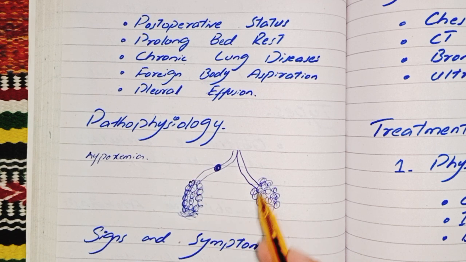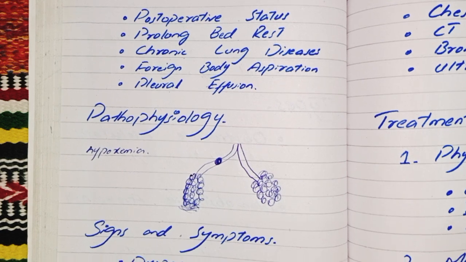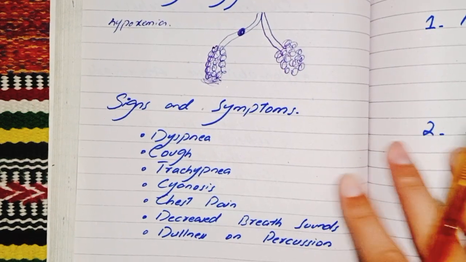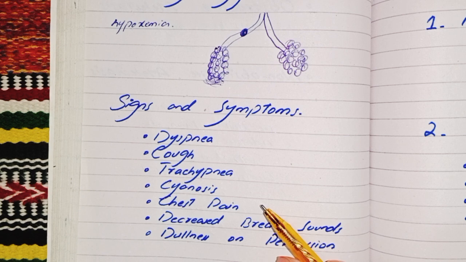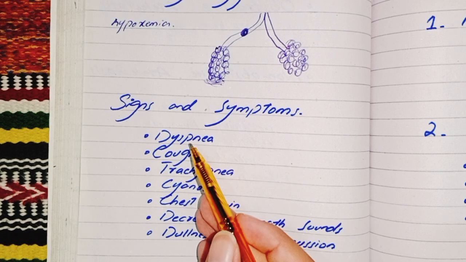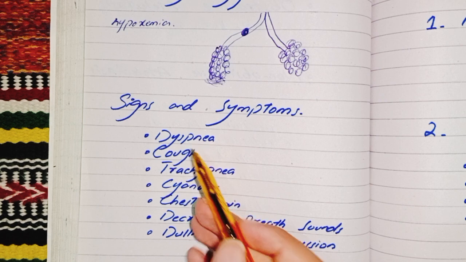That was the pathophysiology of atelectasis. Our next section is about the signs and symptoms of atelectasis. Our first sign and symptom is dyspnea. What is dyspnea? Dyspnea is shortness of breath.